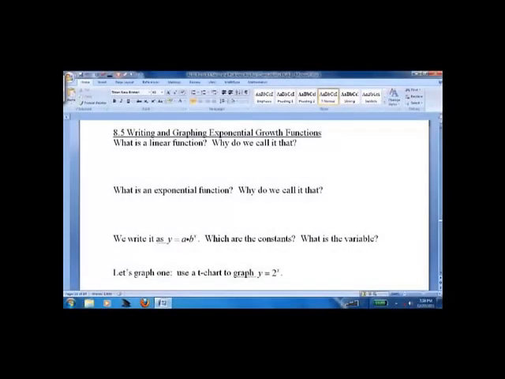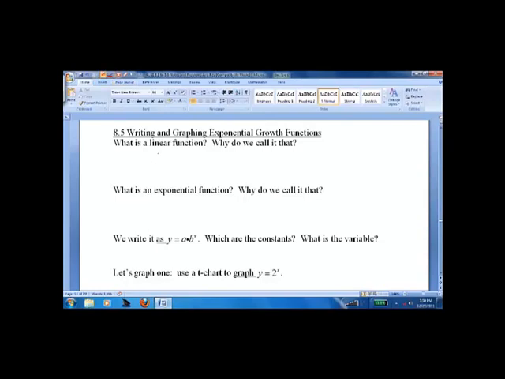Lesson 8.5, writing and graphing exponential growth functions. This is kind of where we've been going with exponents. The point of mathematics is to model a world where sometimes it lines up nice and linear, flat line, straight line. Most of the time it doesn't. And there's a lot of mathematics that model things that grow exponentially. They grow very fast, and I'll show you a graph of that in a moment. Or they decay in a similar manner.